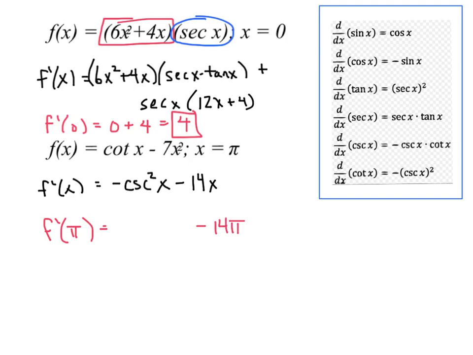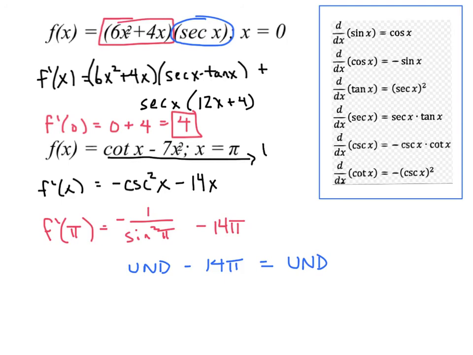Well, negative cosecant squared is the same as negative 1 over sine squared of pi. Well, the sine of pi is 0. So I end up with negative 1 divided by 0 minus 14 pi. So I really have undefined minus 14 pi, which is undefined. So what that tells me, knowing what cotangent looks like graphically, the fact that I couldn't find the slope means I must have been trying to evaluate it at one of these asymptotes.